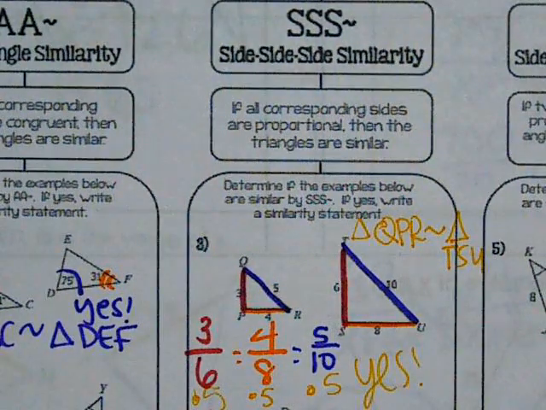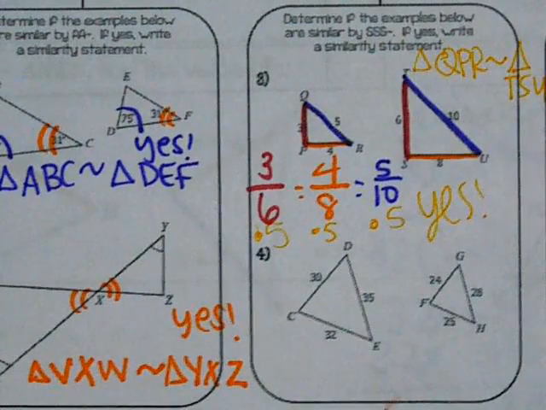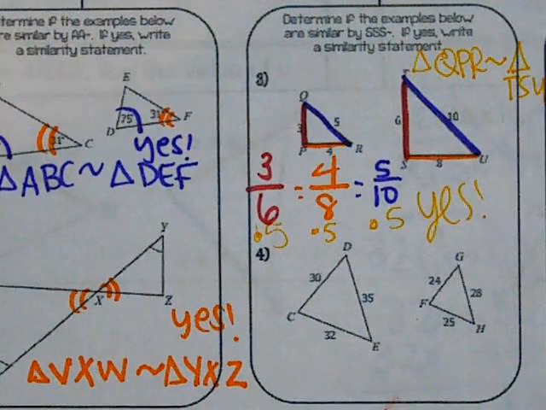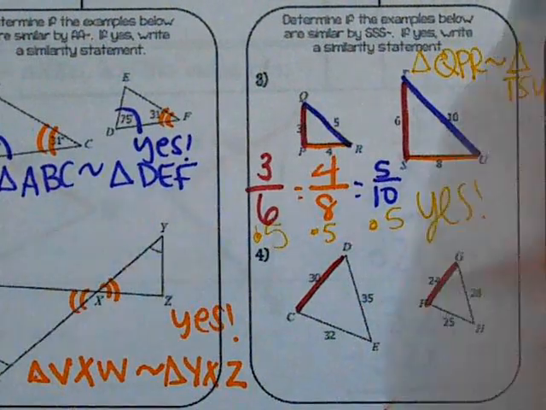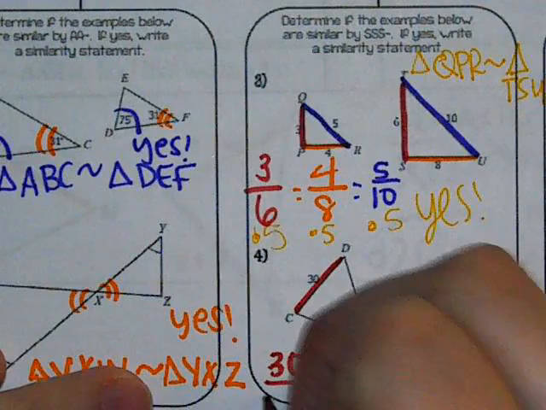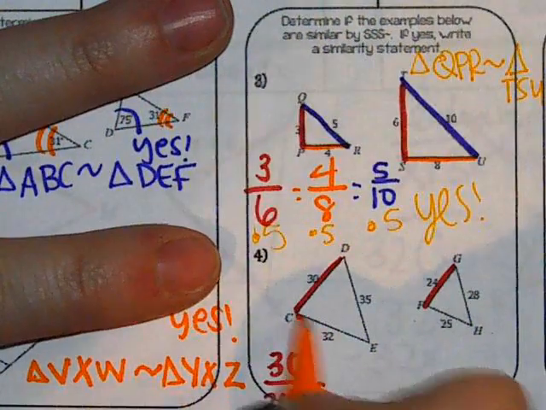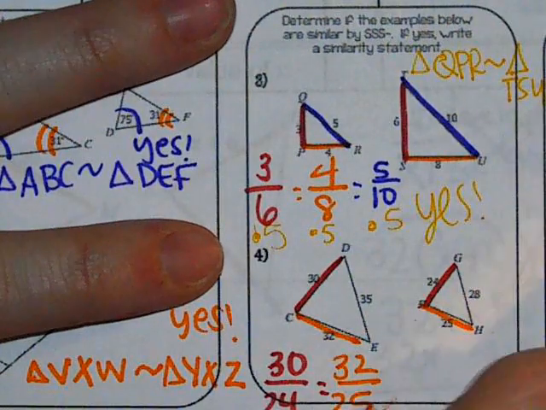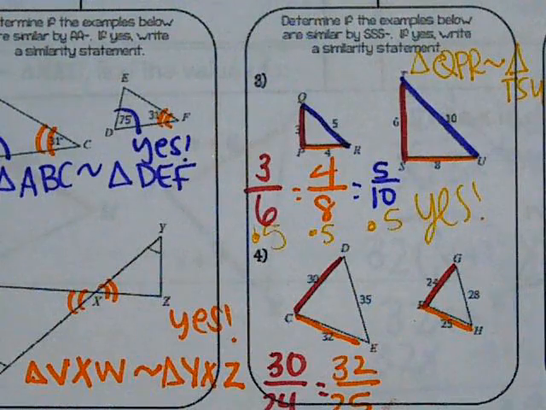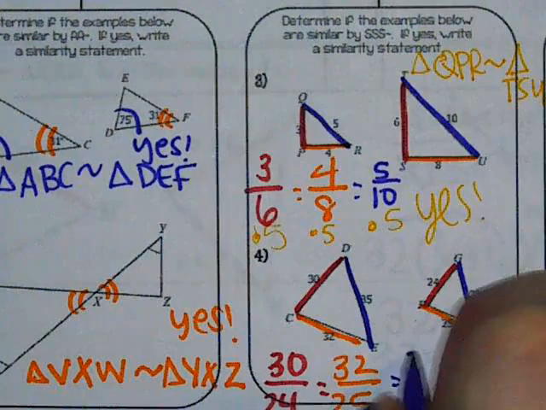So looking at the next one, we're going to do the same thing. Start with identifying your smallest side. We're going to say that one is 30 in my first triangle and 24 in the second. Then the next smallest would be 32 and 25. And then the last smallest, aka the biggest, is 35 and 28.